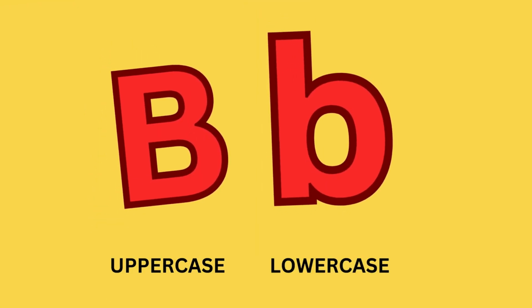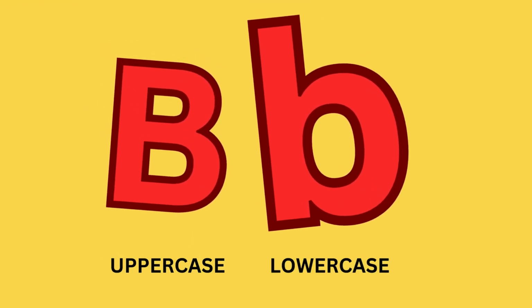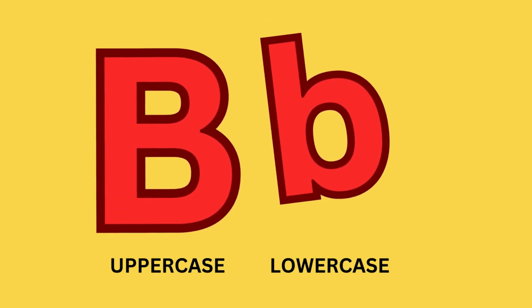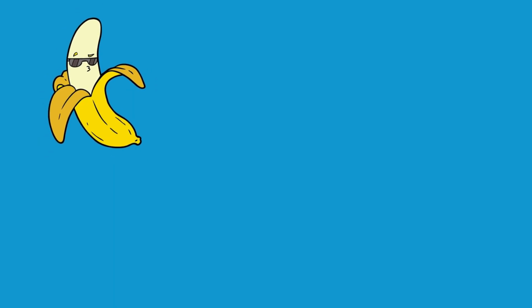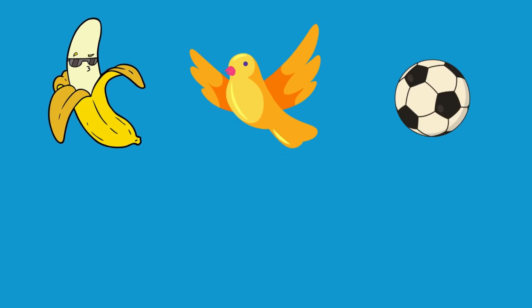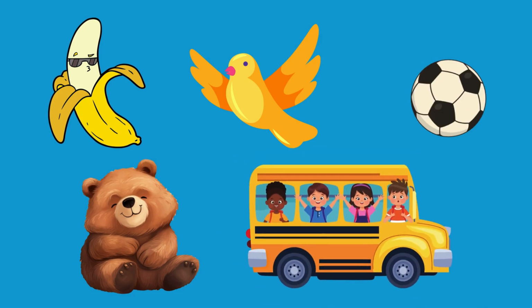This is uppercase B. This is lowercase b. B for banana, B for bird, B for ball, B for bear, B for bus.